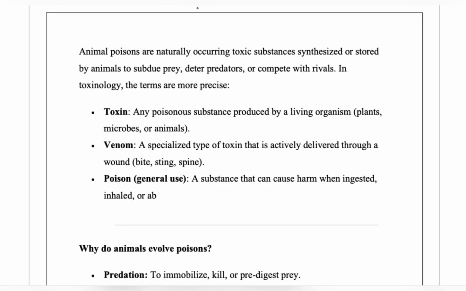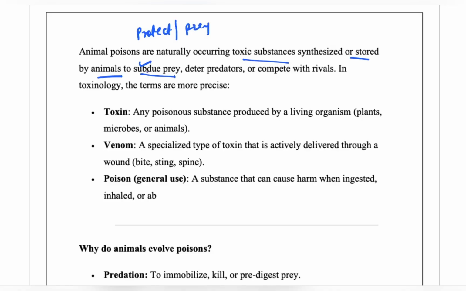In today's video lecture, we are going to talk about another topic. The topic for today is animal poisons. So let's start. Animal poisons are naturally occurring toxic substances which are synthesized or stored by the animals to subdue the prey. So the main reason the animal has the poison is basically to protect themselves. It is for defense and to get their prey. So these are the two main reasons, right?